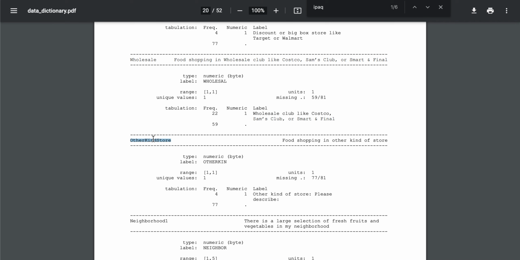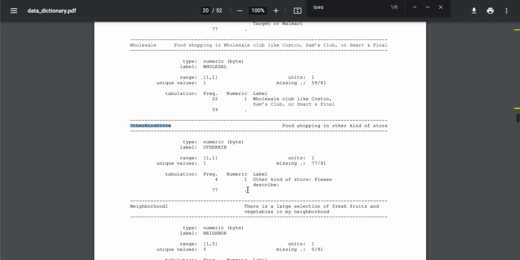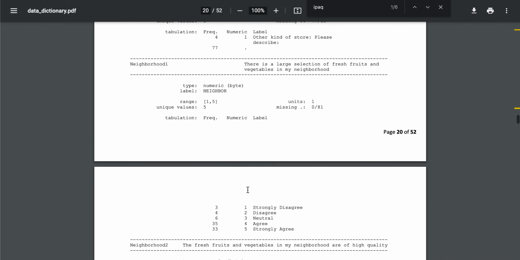Other kind of store, missing. And then we have neighborhood, 0 missing. And in neighborhood, there are a couple of neighborhood categorical variables which are important for this study.